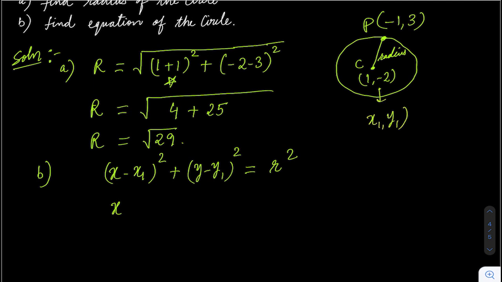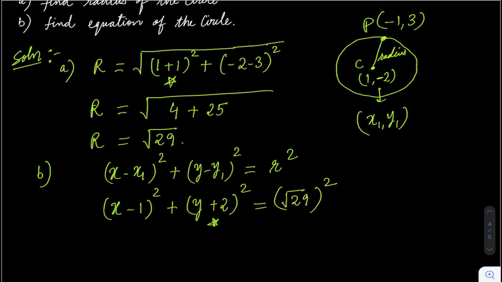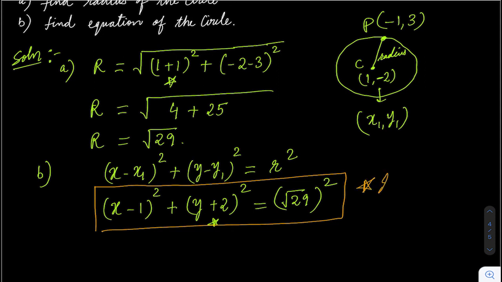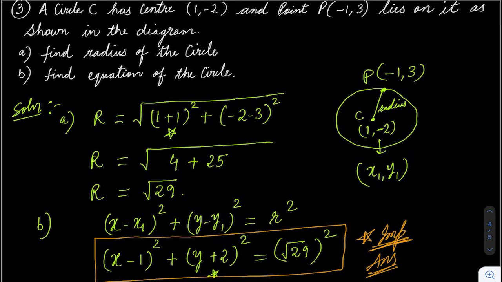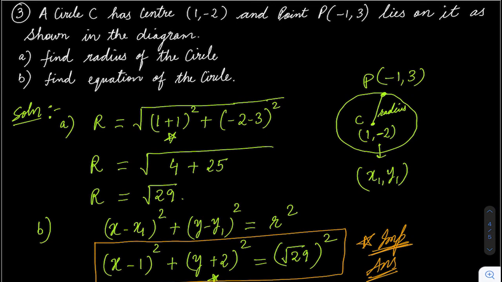So let's substitute. This is my x1 and y1, that is the center. So x minus 1 whole square plus y plus 2. I am writing here plus 2 because it's already negative. So negative negative becomes positive. I am putting a star here so that you can be little careful in this. So this is my answer. If you want, you can further simplify this, but because we are doing the starting stage, so this much is more than enough. So this is my answer for the equation of the circle.